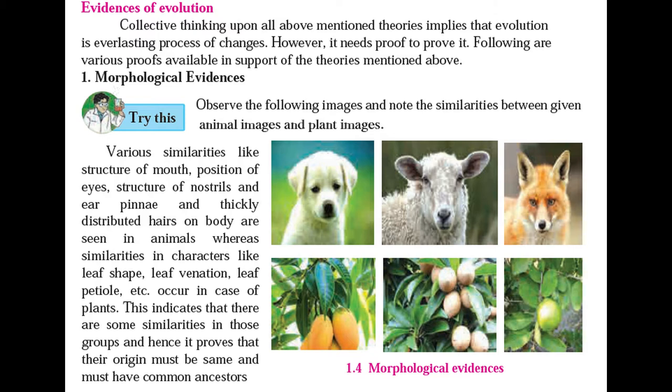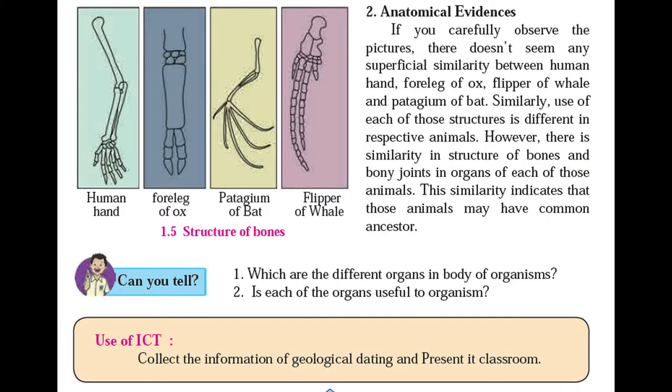There are similarities in structure of mouth, position of eyes, structure of nostrils, ear pinnae, and thickly distributed hair on body in these animals. And again, in the plants, characters like leaf shape, leaf venation, leaf petiole, etc. occur. And this indicates that there are some similarities in these groups. Let us move on to the second type of evidence, which is anatomical evidence.